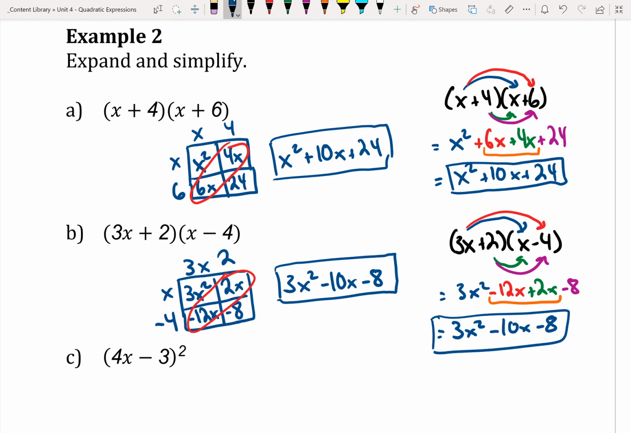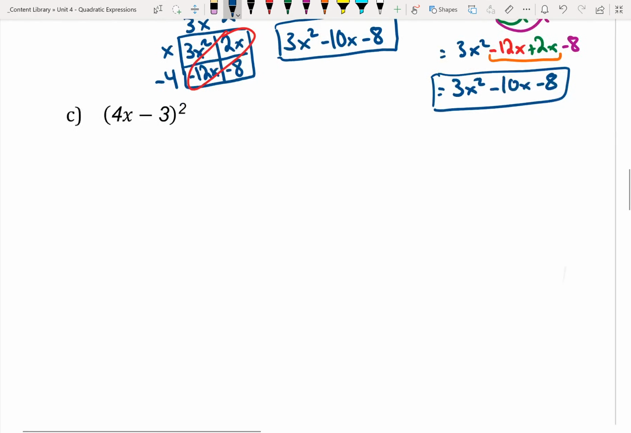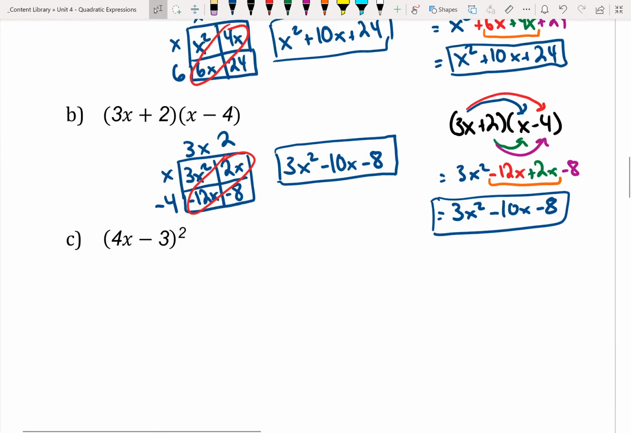Which is the same answer that I just found. C is a little different because we only see one binomial, but we should be seeing two. What we do want to recognize though is this squared. Remember, squared means something times itself. So in this case, this whole bracket times itself. So this actually works out to 4x minus 3 times 4x minus 3.